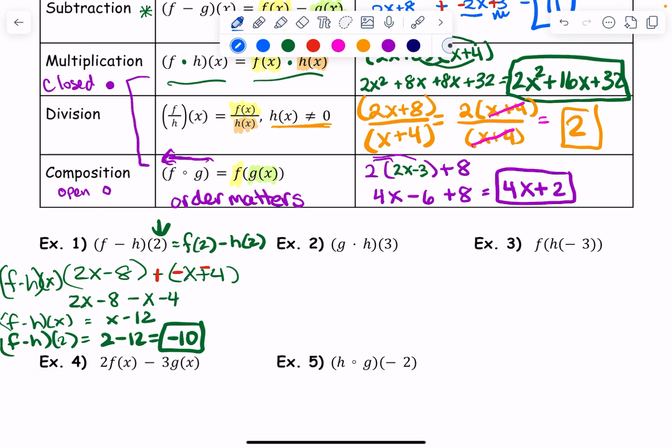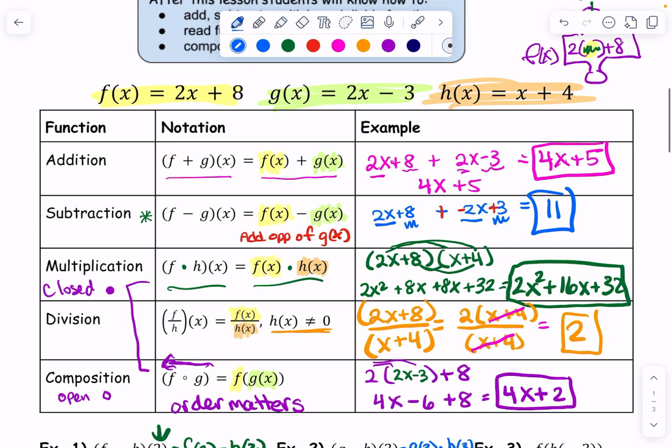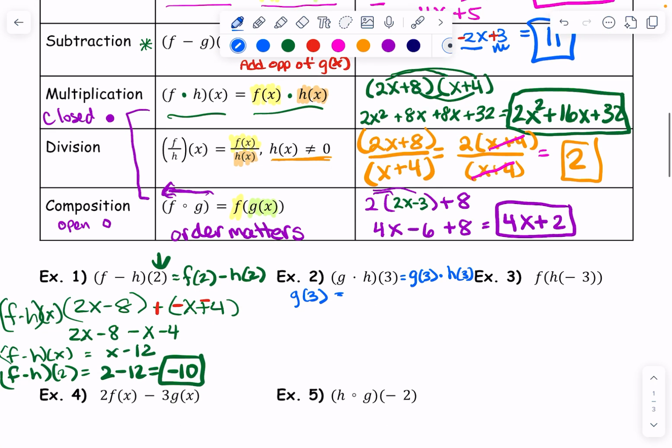I'm going to do the next one. I'm going to do this g of 3 times h of 3. So for g of 3, we go up to the g function, which is 2x minus 3, 2 times 3 minus 3, and we're going to get 6 minus 3, which is 3.